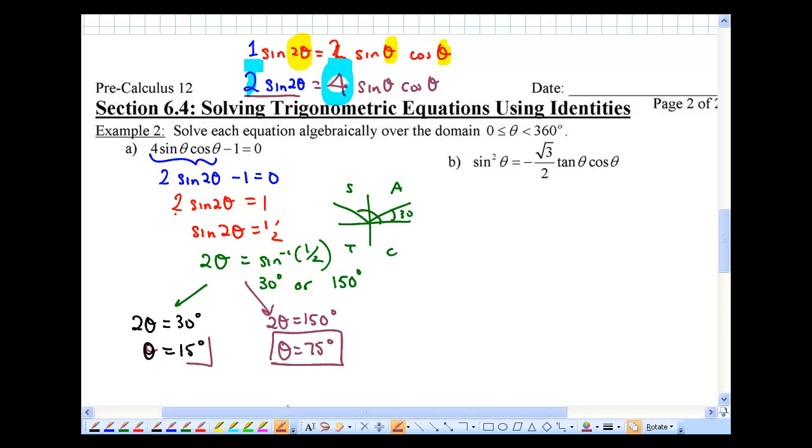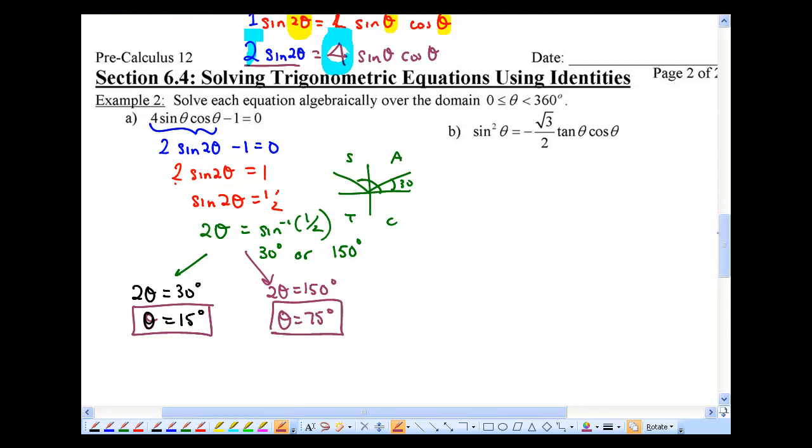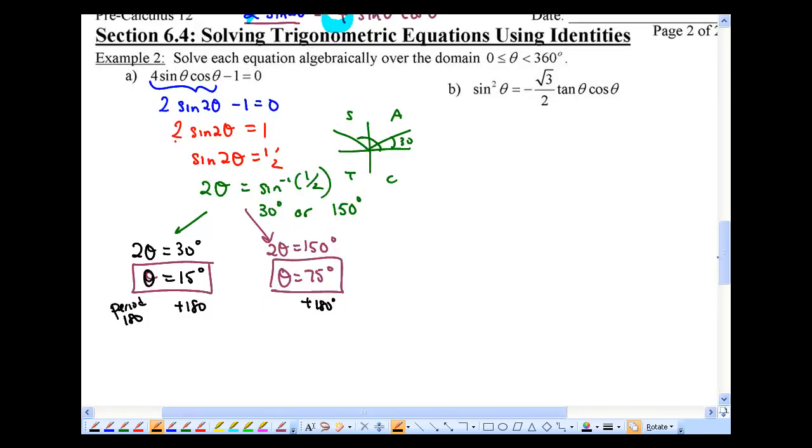However, these are not the only solutions because once again it's sine 2 theta. So our period has changed. Instead of the regular 360 degrees, we're going to cut this period in half because it's a horizontal compression by a factor of half. And so our new period is, in this case, 180. So I better add 180 to all of these to get my second set of answers. That will be 195.